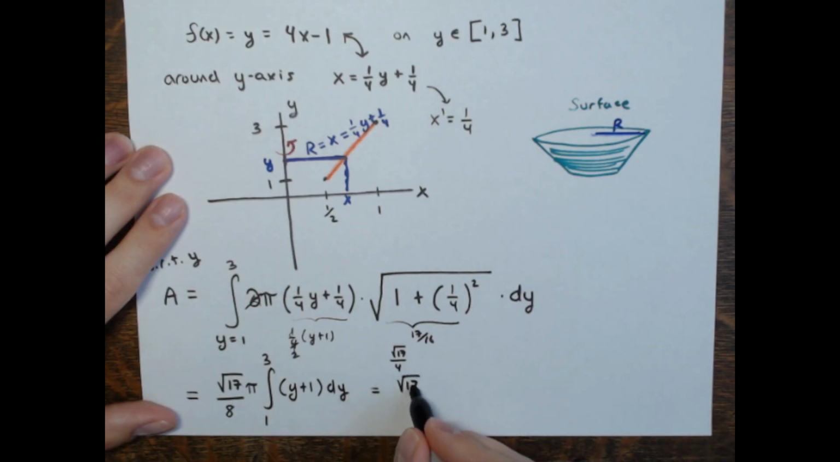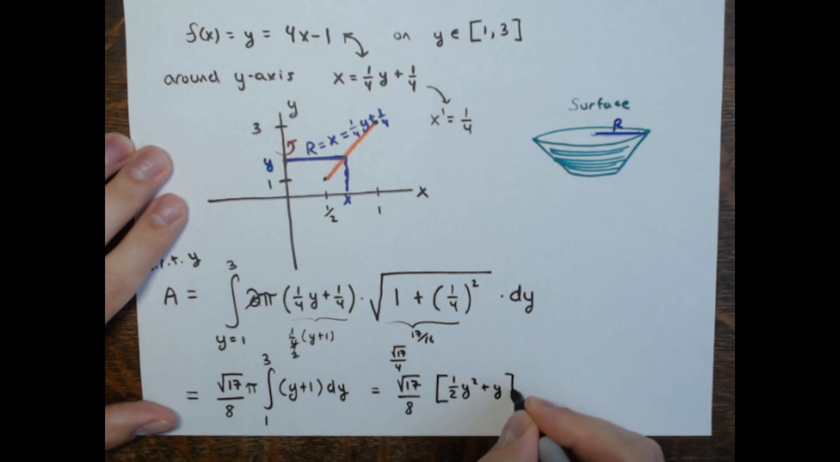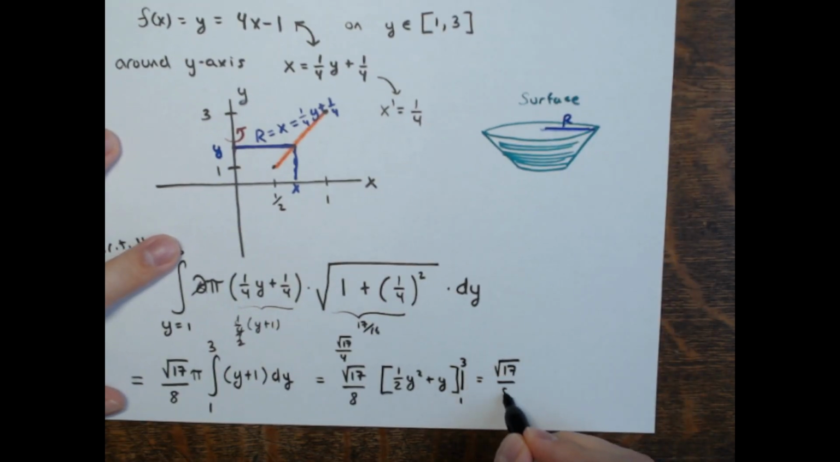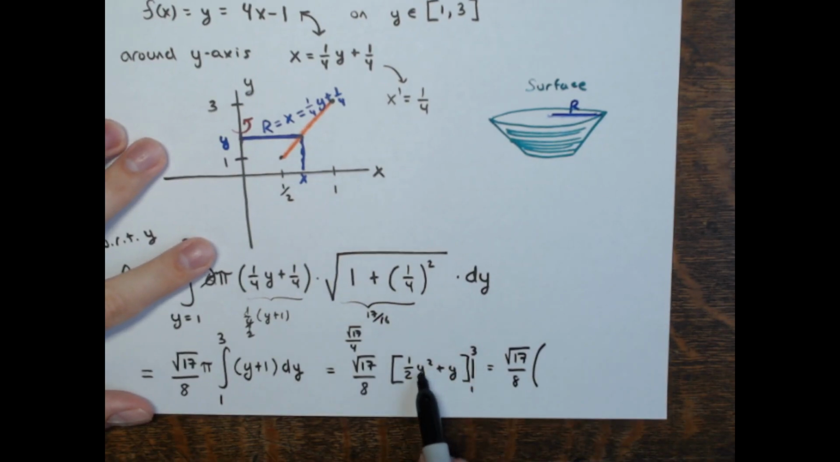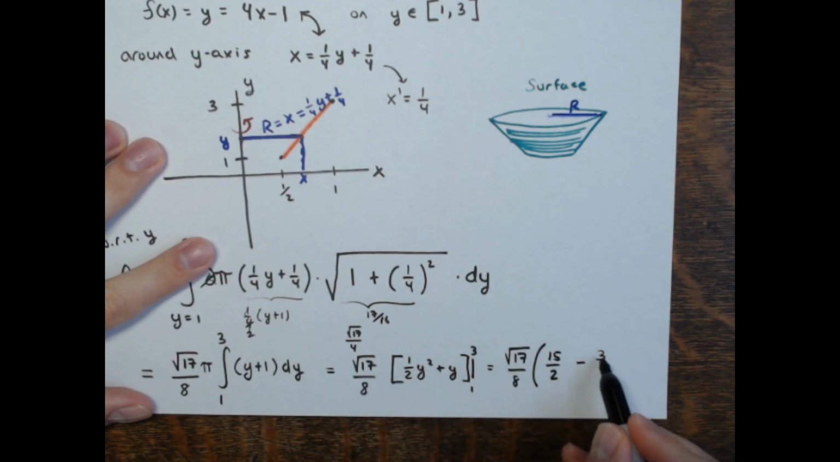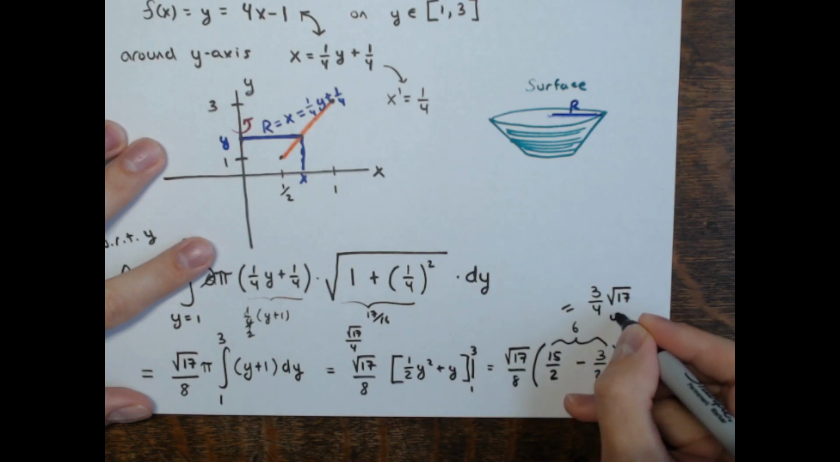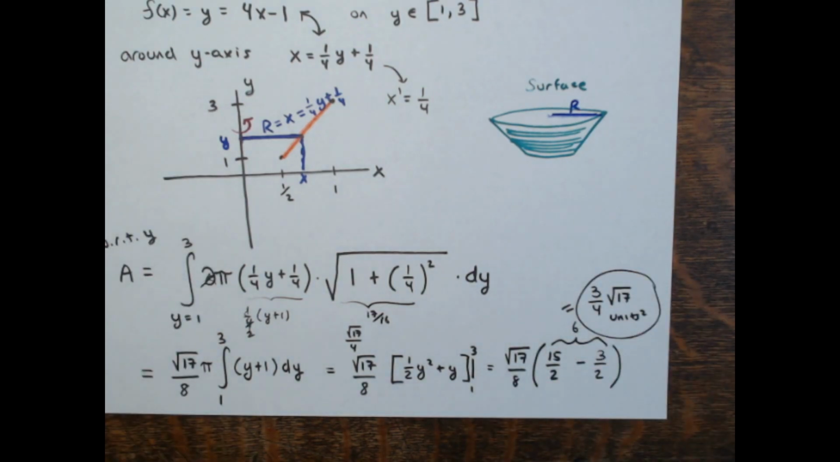And so we get the square root of 17 over 8, times half y squared plus y, going from y equals 1 to 3. When I plug in 3, that'd be 9 halves plus 3, 9 halves plus 6 halves is 15 halves. Minus, when I plug in 1, half plus 1, that's 1.5, that's 3 halves. Well, 15 minus 3 is 12. 12 halves is 6. So this would be 6 root 17 over 8, and 6 over 8 reduces to 3/4. So it's 3/4 square root of 17 square units. That's the surface area. So 3 square root of 17 all over 4, or 3/4 square root of 17, whatever.